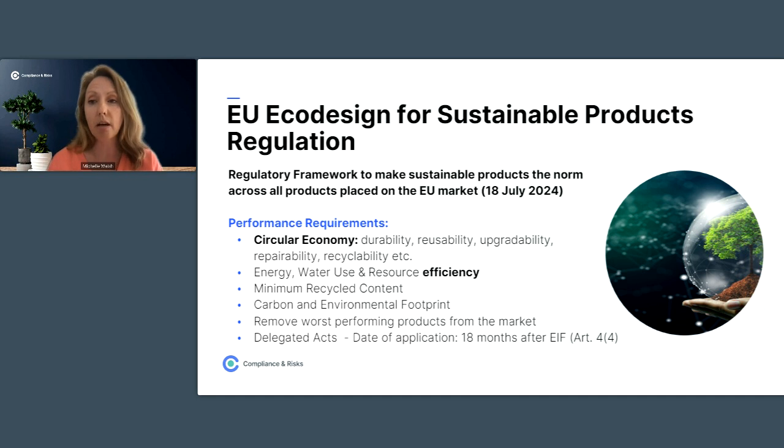Minimum recycled content is the real trend that we're seeing now in regulations. This is going to be a key component of these delegated acts. There's going to be carbon footprints, environmental footprints. And the idea is these circular economy requirements will remove the worst performing products from the market.